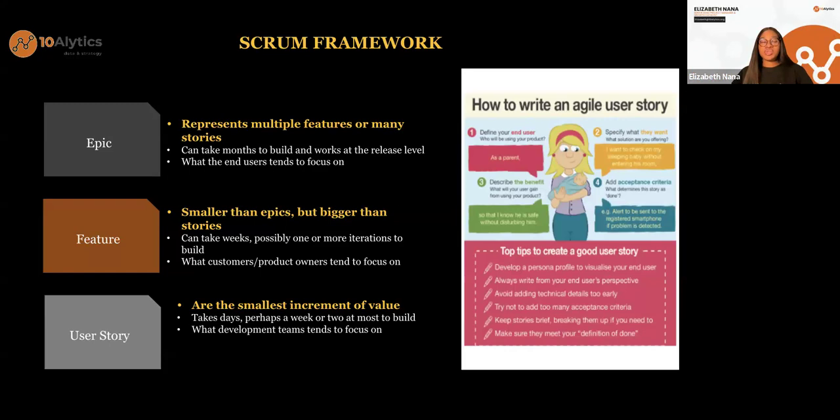That is an epic. Then when we talk about features, a feature is smaller than an epic, but bigger than user stories. And features can take weeks, possibly 1 or more iterations to build. And features are what the customers or the product owners tend to focus on. Now, using our house analogy, yes, we said I want to build my dream home, but remember, when we talk about Agile, we talk about breaking down work into smaller, manageable chunks, right? So instead of tackling a project and saying, I want to build this house, we have now broken it down to see the different features of the house. For example, build a kitchen, construct the roof, paint the walls, install plumbing, like all the plumbing pipes, install electrical fixtures, and so on and so forth. Those are features.